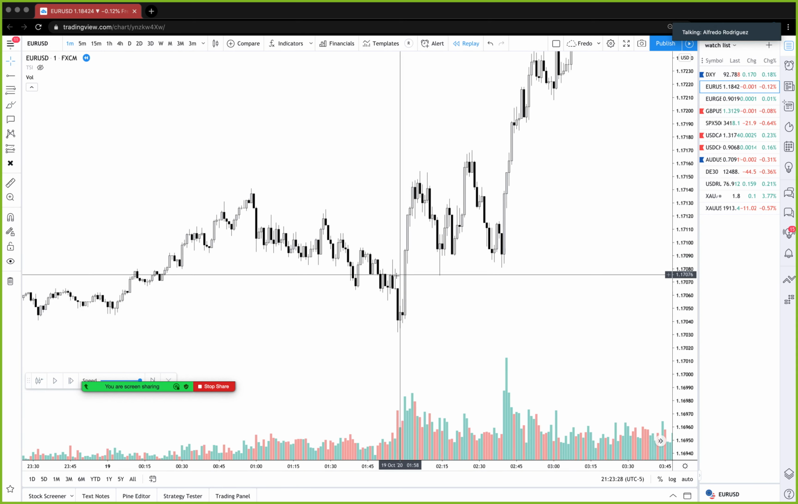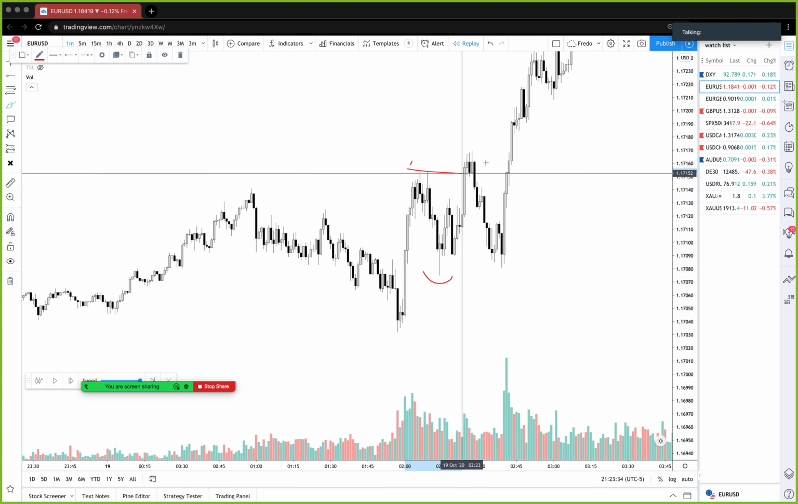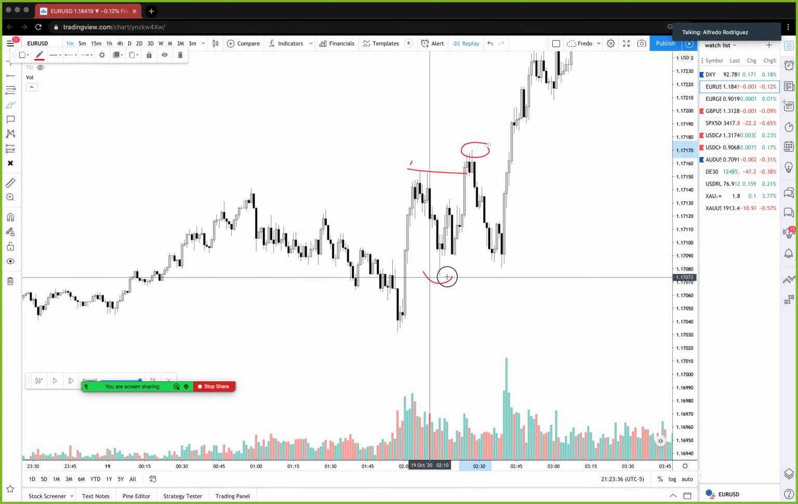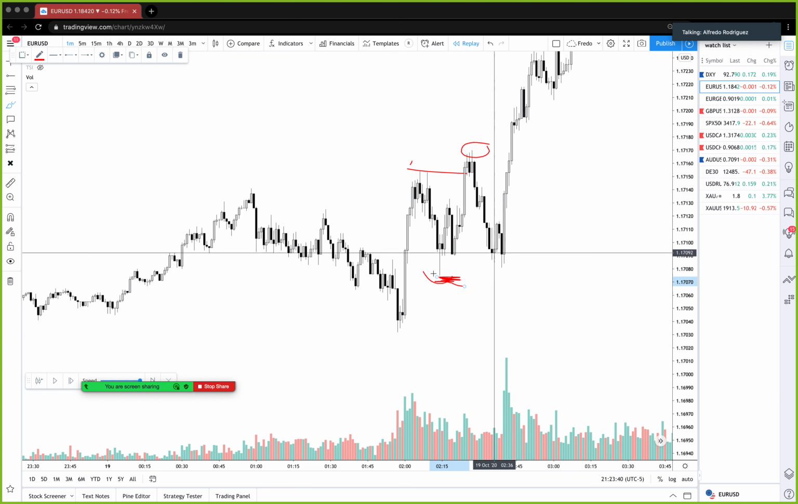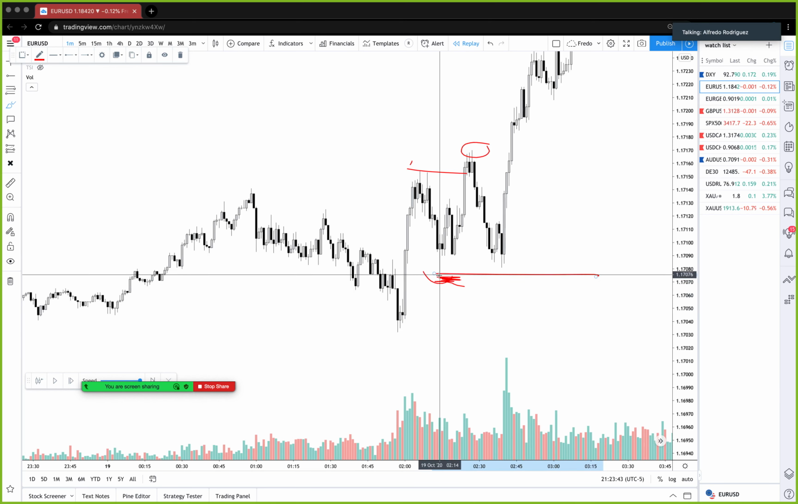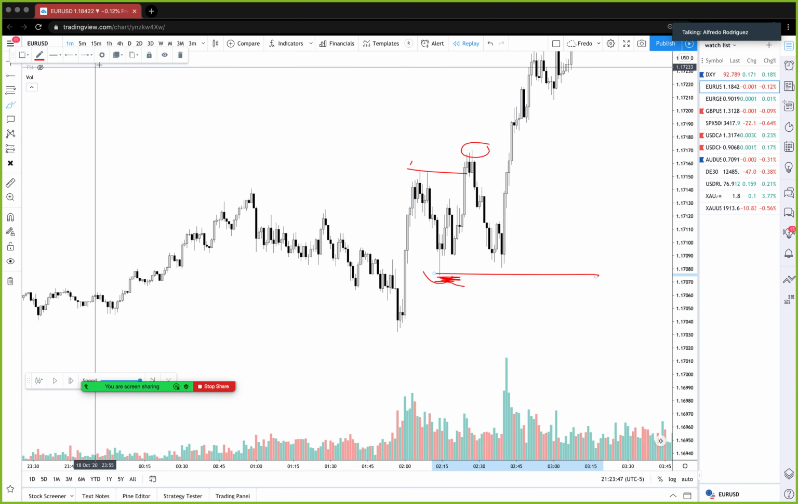But because this tapped the 5-minute open and then led to a break of structure, I now want this to be my point of invalidation. If we break this, essentially this candle low, then this entire scenario to me is invalid.